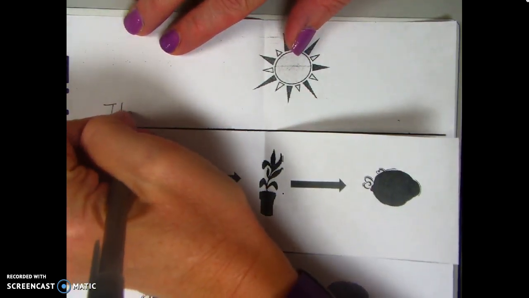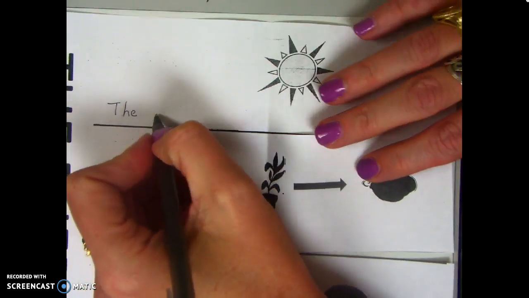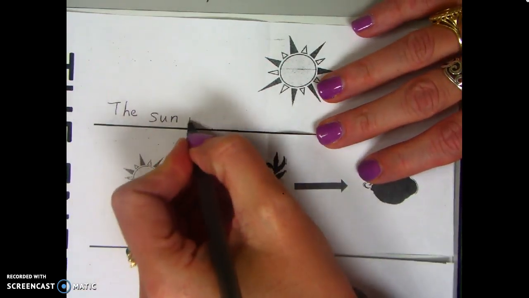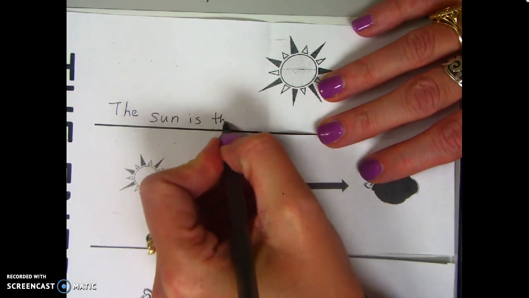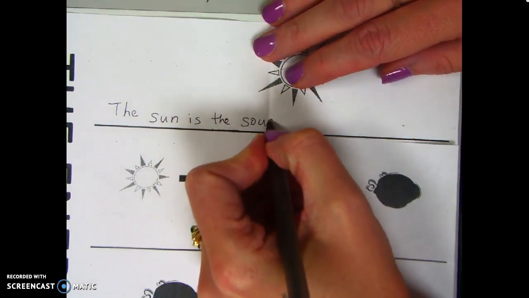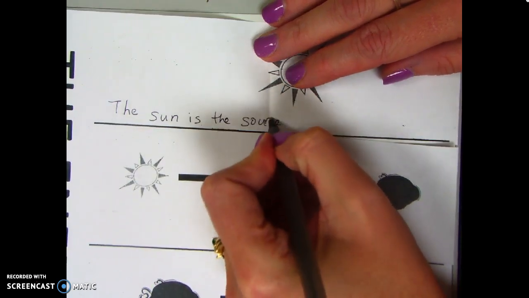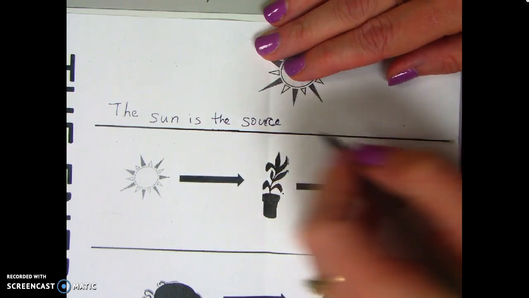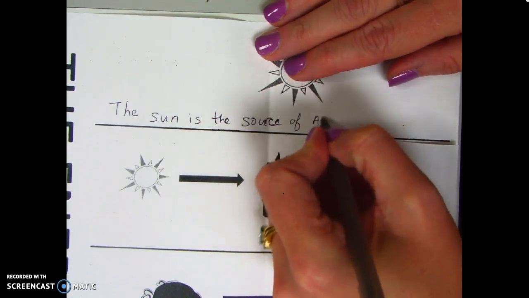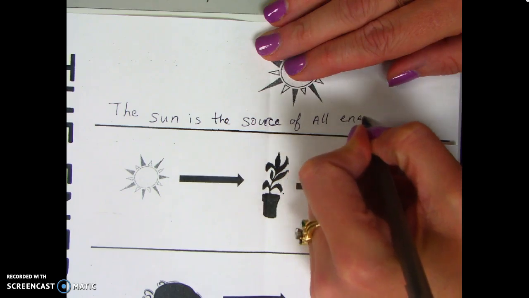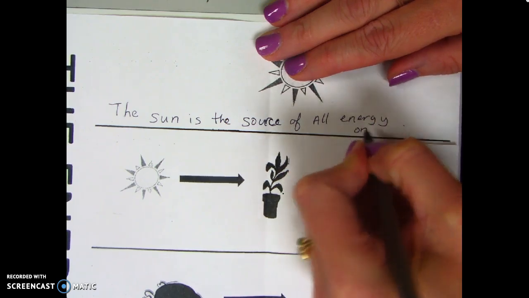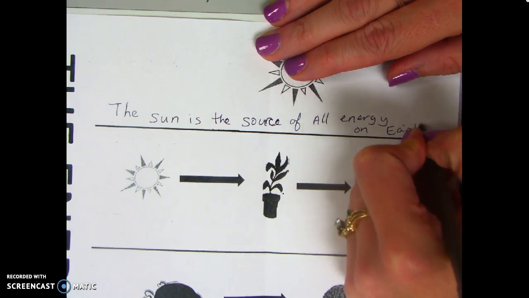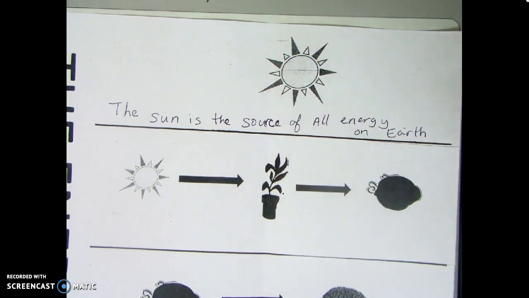The sun is the source, S-O-U-R-C-E, of all energy on Earth. So for what we're dealing with, the sun is going to provide all of the energy for life. There's some other sources of energy, but they're a little bit more complicated, and you learn about them in high school.